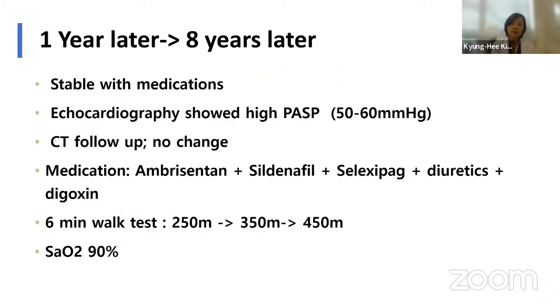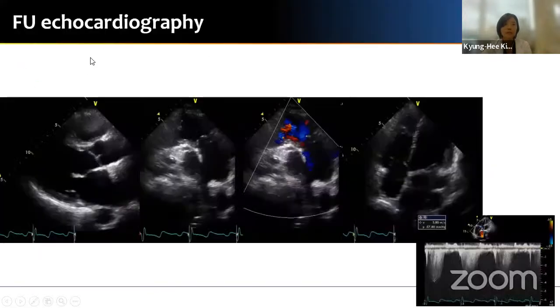One week later, we continued the medication with PH drugs, and 8 years later, she was stable with the medication. The medication was ambrisentan, sildenafil and selexipag, and also some heart failure medication with digoxin. The 6-minute walk test increased up to 450 meters, and saturation was around 90. But we could not close the PDA because the pulmonary vascular resistance was still increased.